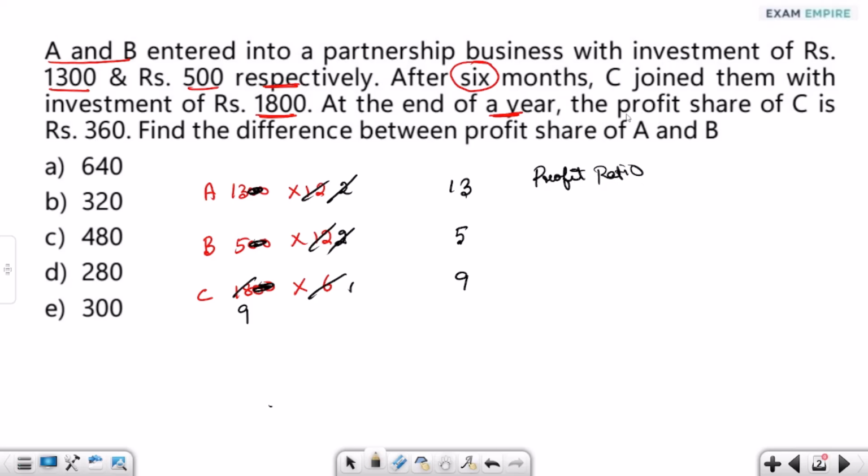What we need to find: at the end of the year, the profit share of C is 360. The profit share of C is 9 parts, so this 9 parts is 360. Find the difference between the profit share of A and B. The difference of 13 and 5 is 8. If 9 parts is 360, how much is 8 parts? If we cross multiply, the value of X is 320. So the difference between the profit share of A and B is 320 rupees.